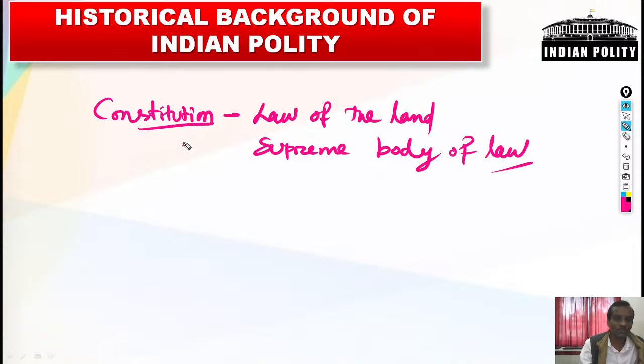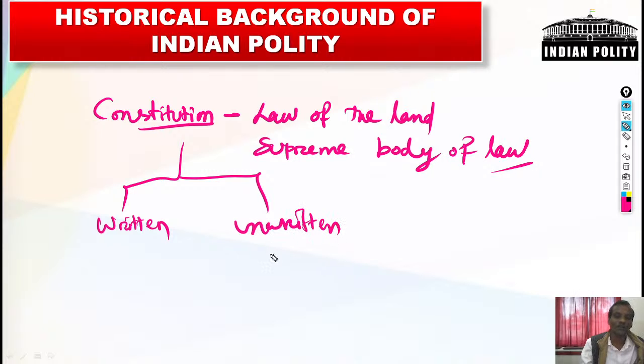Okay, a constitution can be written. Most democratic constitutions are written or unwritten. Which country has an unwritten one? The UK. Only the UK has an unwritten constitution.